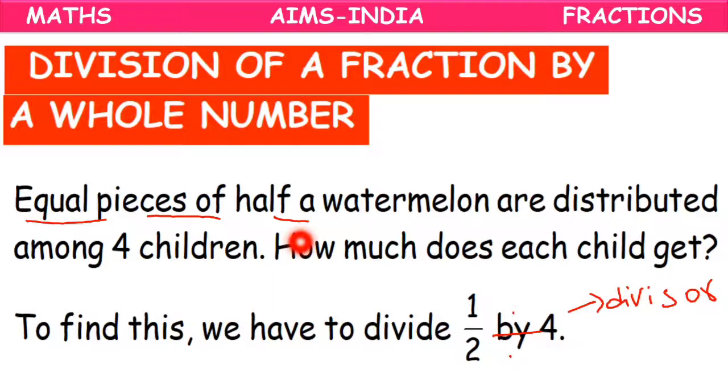So what are they saying? We have half of a watermelon. What do we have, children? Half of a watermelon. And then this half of the watermelon is equally distributed among 4 children. Suppose this is the equal distribution. So we have to find out how much each child gets.